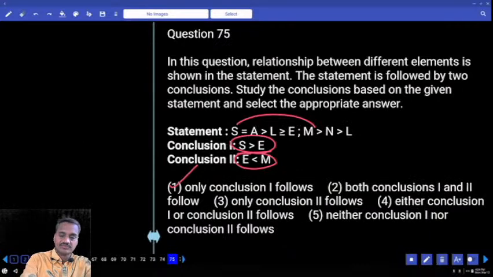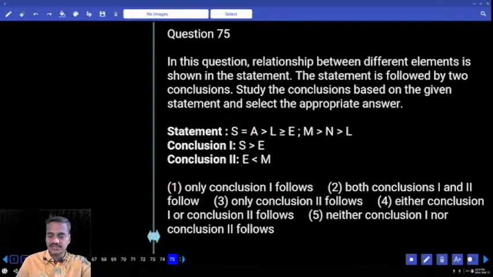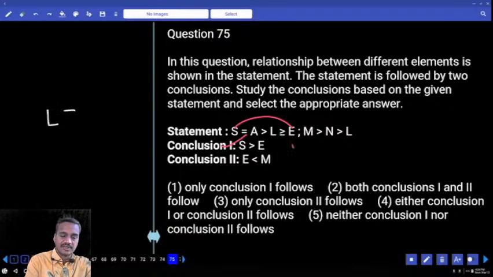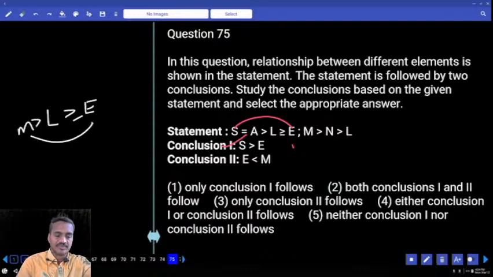Then 75, the relation between S and E. Now from here to here, S greater than E is definitely true. Then E to M. E is here, M is here, L is common. L greater than or equal to E. M greater than L. Now from M to E, M greater than E, E lesser than M. Hence both 1 and 2, choice 2, 75.